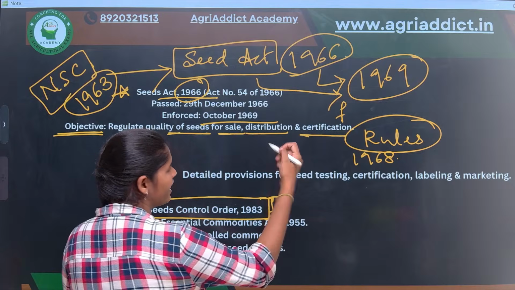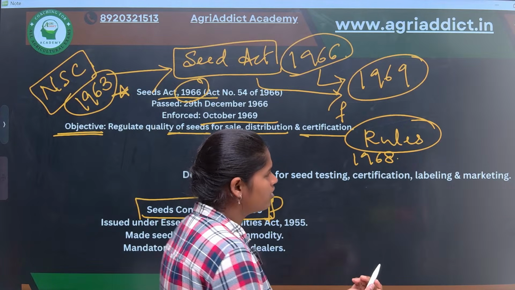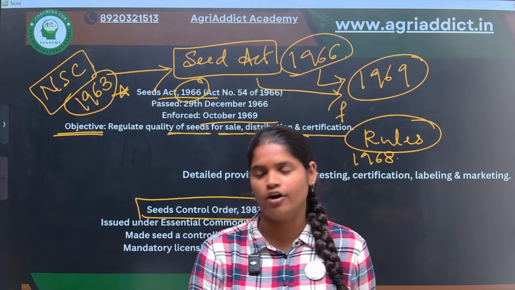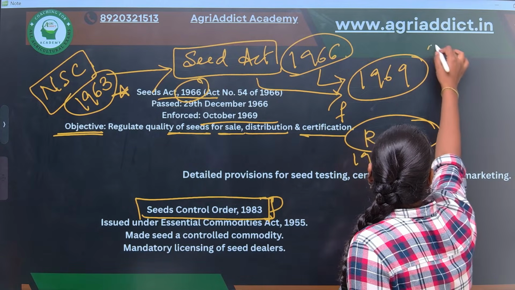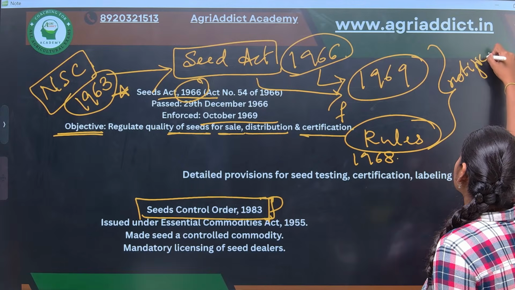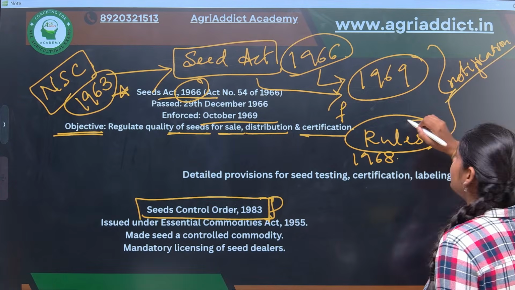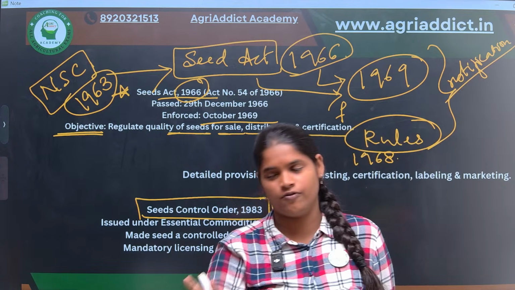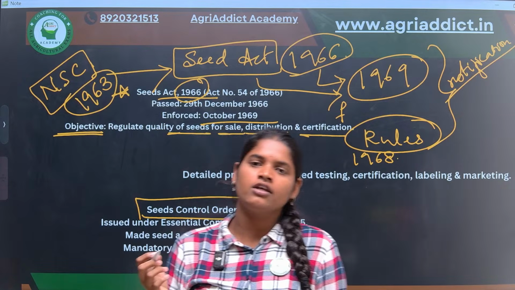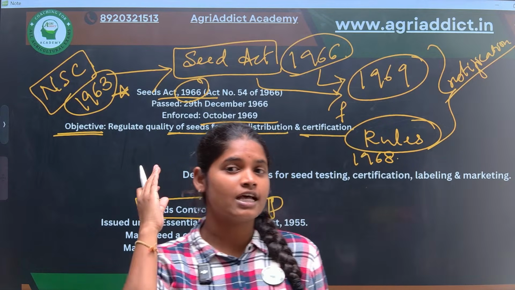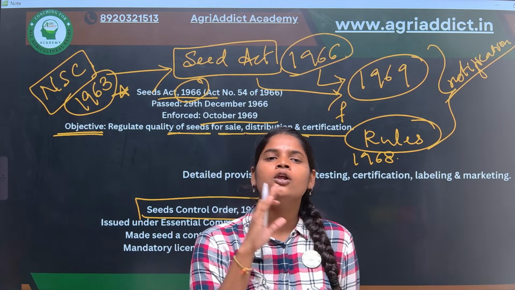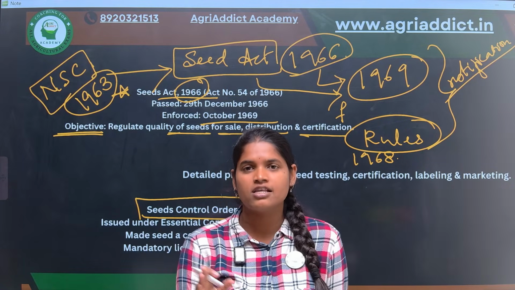We had this Seed Act and seed rules, and that was going good. But what is the need of passing this order, the Seed Control Order? The main provision of the Seed Act, just remember, is notification. Whenever you see the Seed Act, you have to remember notification of a seed, because the Seed Act will govern everything for seeds which are notified by the government. So it is applicable only for the notified varieties. Then what about others?